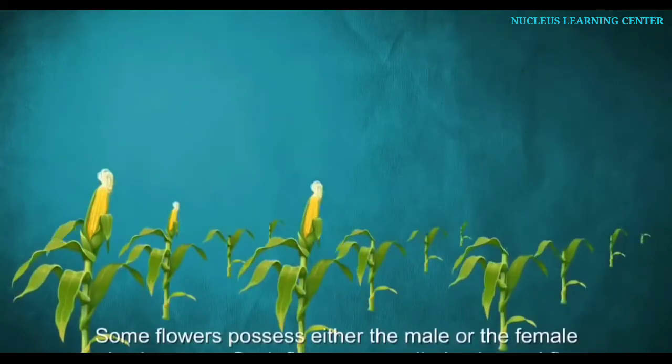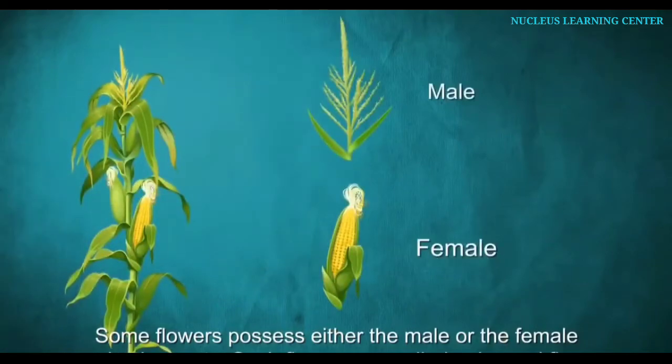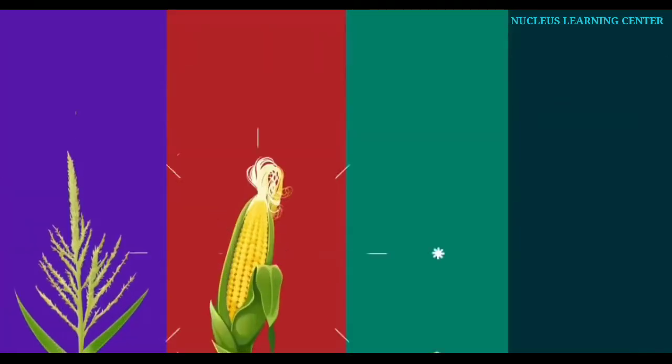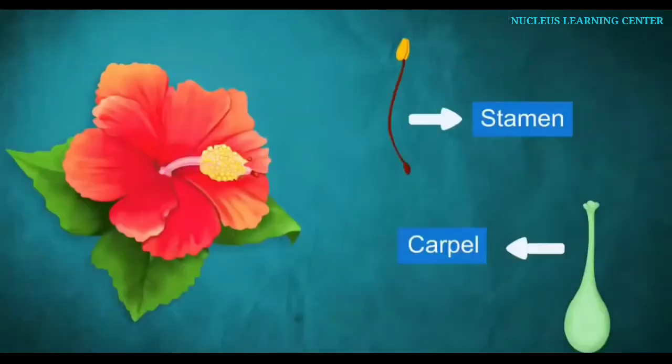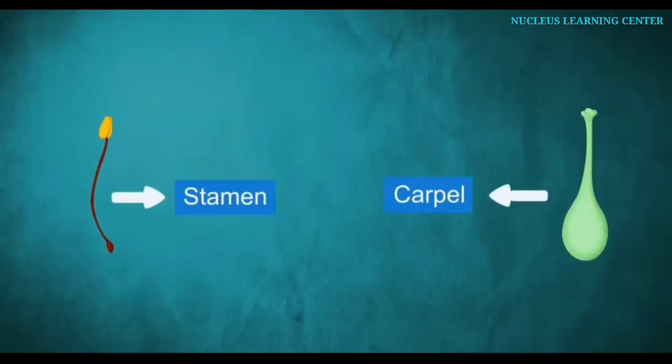On the other hand, some flowers possess either the male or the female reproductive parts. Such flowers are called unisexual flowers. For example, corn, cucumber, etc. Now let us know about the different parts that make up a stamen and a carpel.